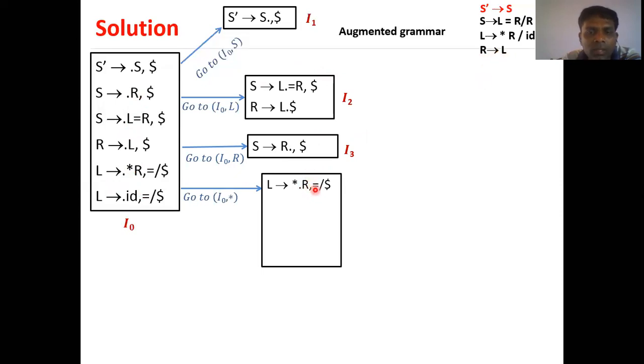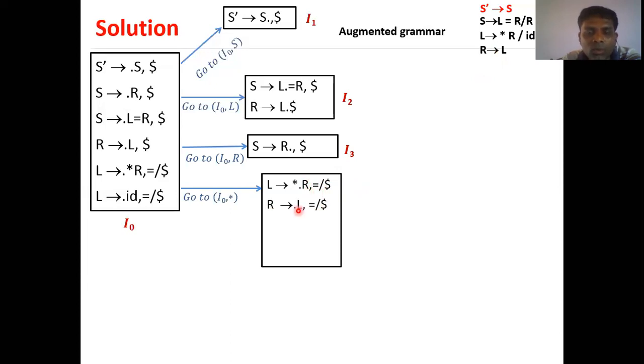And what is the remaining after R? Equal to n dollar, so what will be the first of this? Don't assume equal to n dollar is the or symbol. The first of equal to n dollar is equal to or dollar. Because of that, the look ahead of R is nothing but equal to or dollar. Now I am adding the dot.